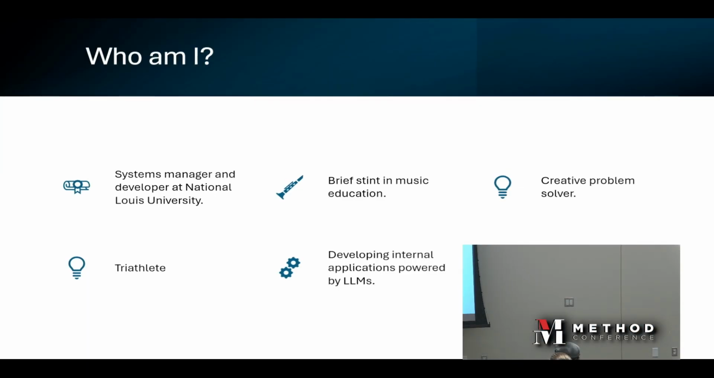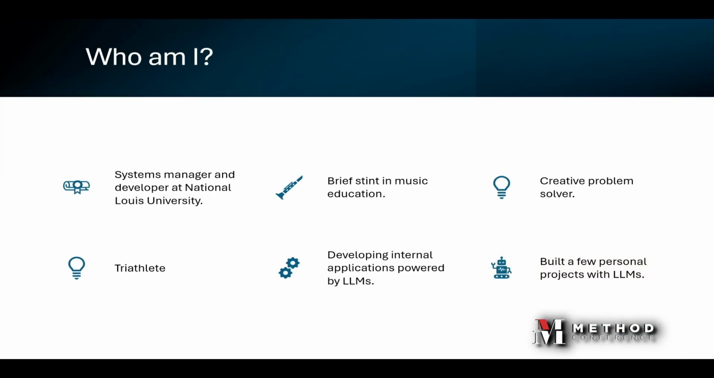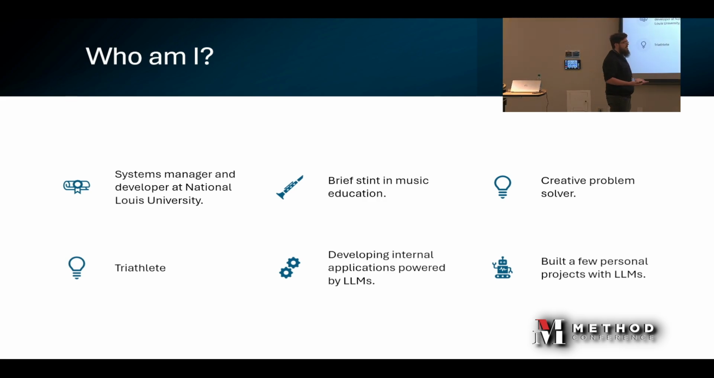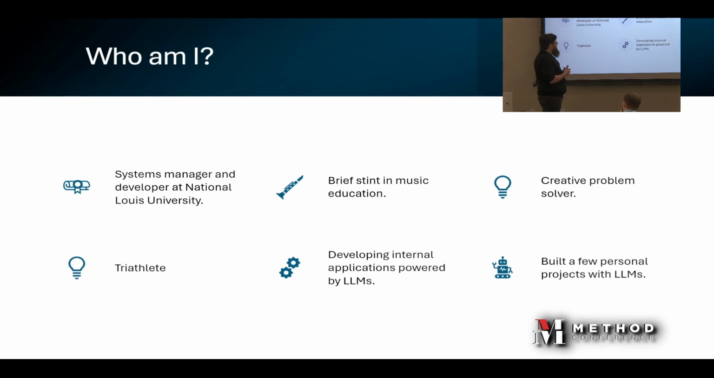So who am I, right? So my name's James Mountford. You can call me James. I'm a systems manager at National Luce University. We're a national university located in downtown Chicago, right across from the Art Institute, right on Michigan Avenue. They do have a campus in Tampa and 3 campuses in total in the Chicagoland area. I had a brief background in music education before coming into tech. I like to think of myself as a creative problem solver. Really enjoy triathlon, so if there's any other triathletes in here, yeah. But I'm not much more different than any of you, right?